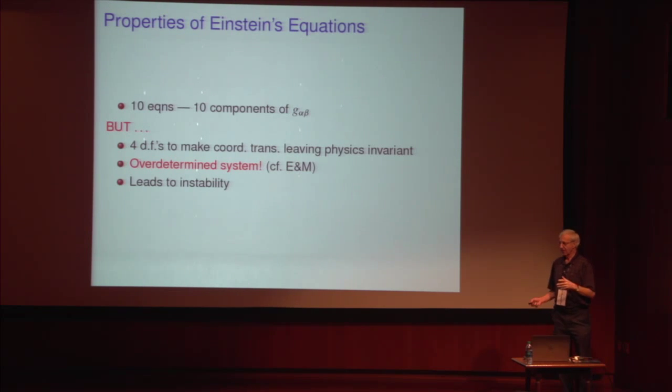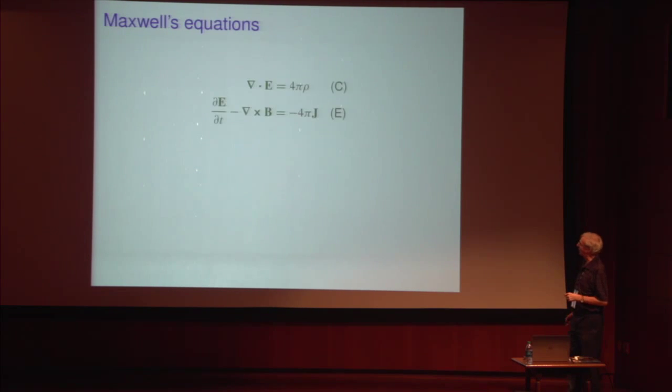And humans are actually notoriously bad at solving overdetermined equations. Nature has no problem, right? She's smarter than we are. And this is what actually leads to this instability. Now, this is well known also in Maxwell's equations. I don't know why we don't teach this in our courses, but anyway, it's a fundamental property.